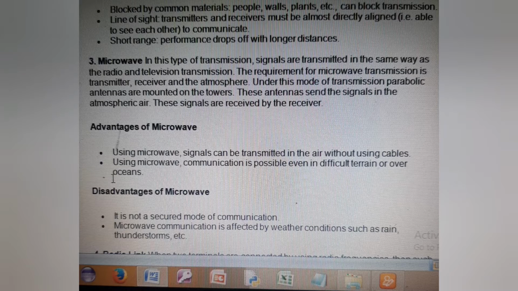As we have seen in our old televisions also, we used to have an antenna through which the frequencies could be caught and we could see the relay or transmission on our television. So here also, without using cables, the signal can be transmitted. And secondly, communication is possible even in difficult terrain, that means over oceans or high mountains. If you have a parabolic antenna, these types of hindrances, like high mountains or oceans, do not matter.